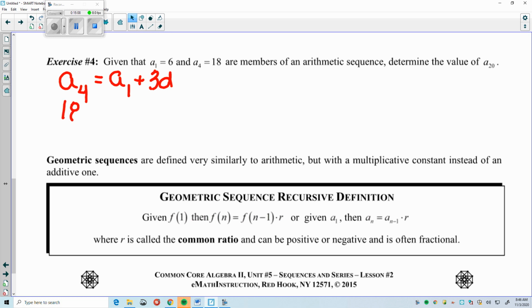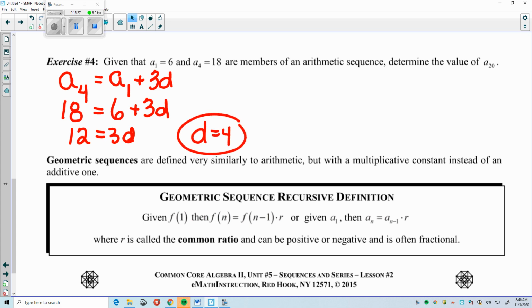So a sub 4 is 18. I know my first term is 6, and now I need 3 times the difference. So I'm solving for that difference to begin with. So if I subtract over 6, I have 12 is equal to 3d. And solving for d, I now find d is equal to 4.